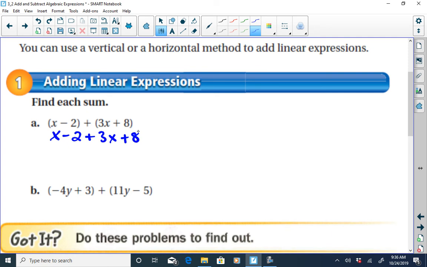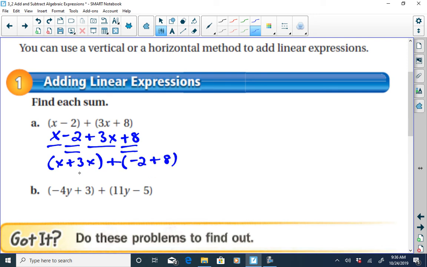Step 2, identify your like terms. I have 1x and 3x here. I have negative 2, positive 8 here. Step 3, put your like terms together using parentheses. You want to group your like terms together. So I have an x plus 3x, plus I have a negative 2, plus 8.